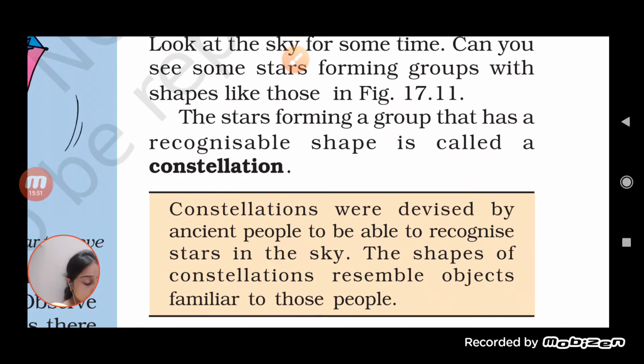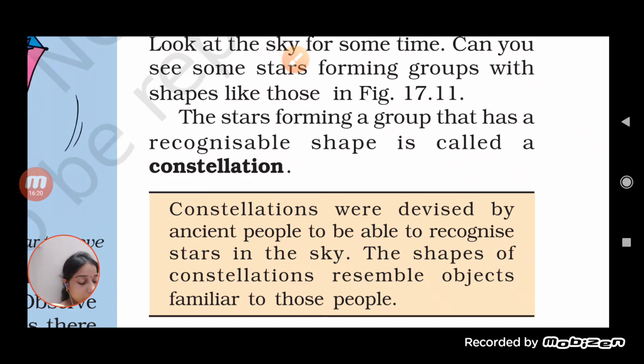Basically, a constellation is a group of stars that forms a recognizable shape. People who lived in ancient times used to recognize the various constellations, and they gave these constellations names after animals, and sometimes even mythological characters. On the basis of that, they were given their names.